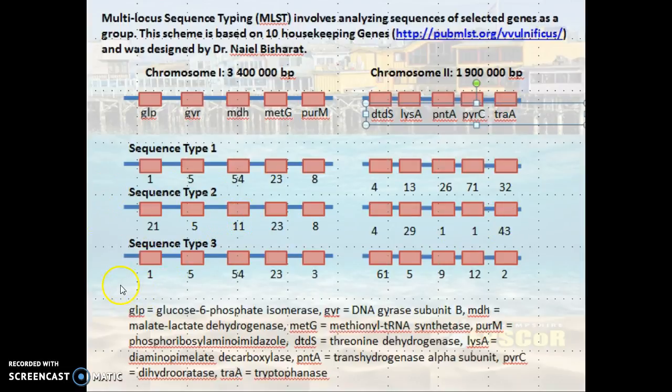And so doing this kind of analysis, we can see if our isolates from the Great Bay Estuary are the same or different from anything previously documented. And we can also contribute novel sequence types as we discover them. What those particular genes encode is given down here.